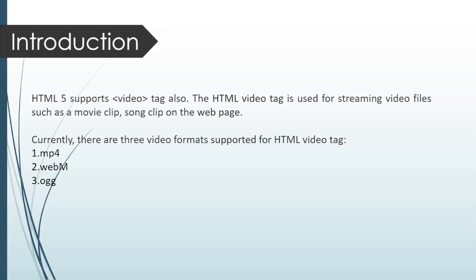Currently there are basically 3 video formats supported by HTML video tags. That means you can use only 3 types of video formats in HTML5. First type is .mp4, that is a common type, a general video file, right? Second is .webm and third is .ogg. So all these types are very important. Generally we use .mp4, so in this video we'll use the .mp4 video format only.